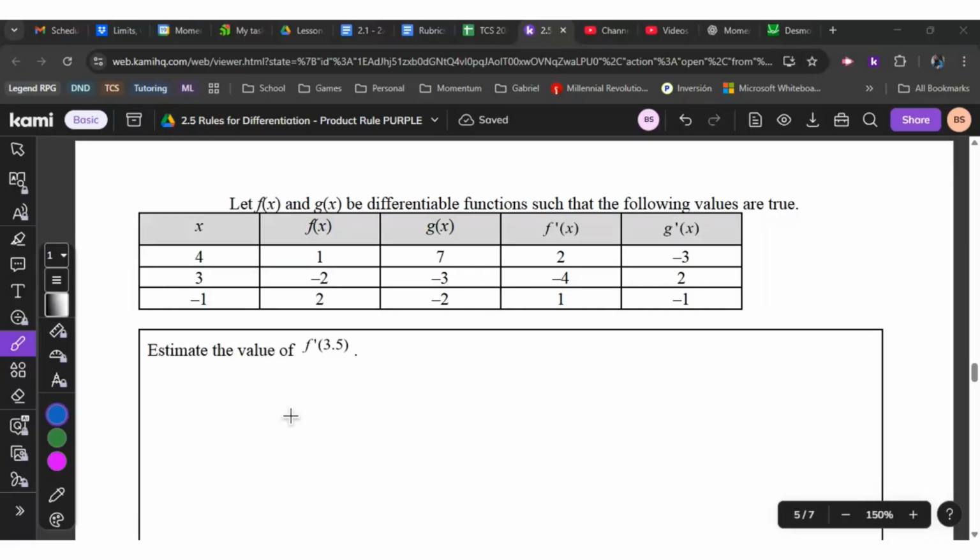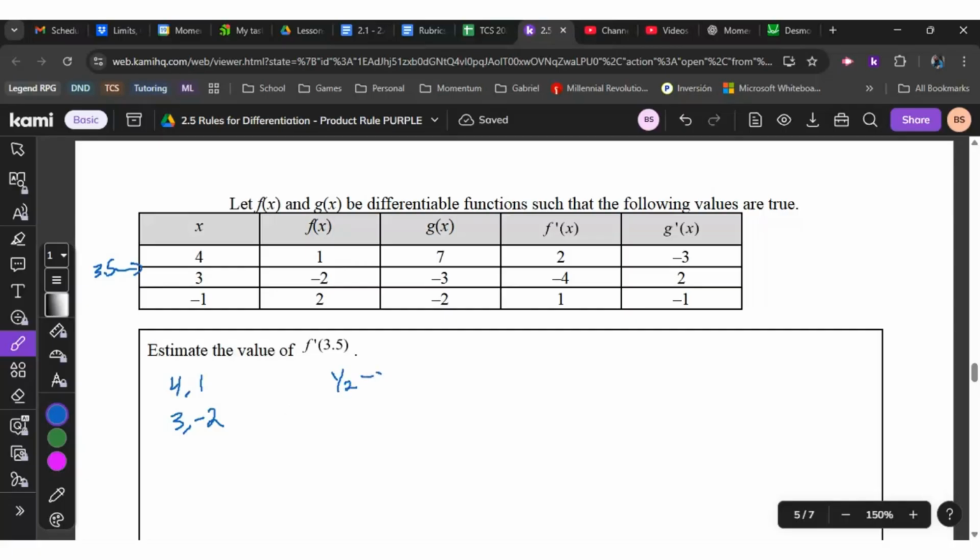So first of all, estimate the value. We always did that with the secant line, right? So let's go ahead and do 3.5. That would be right here. That's 3.5. So the 2 points I'm going to use are going to be 4 and 1 and 3 and -2. That is really ugly. Let's just write them down here. So the points we're going to use are 4 and 1 and then 3, -2, and we're going to use those to find the slope of the secant line.